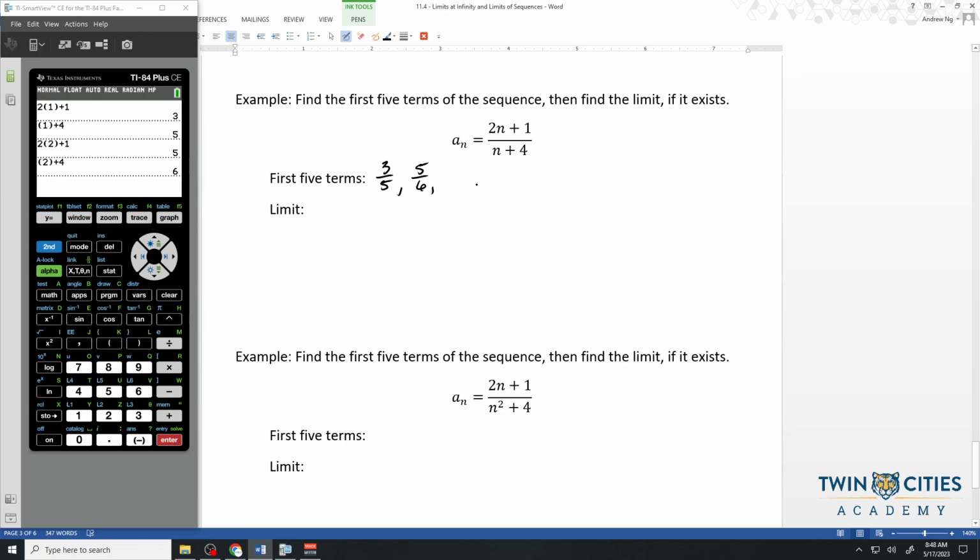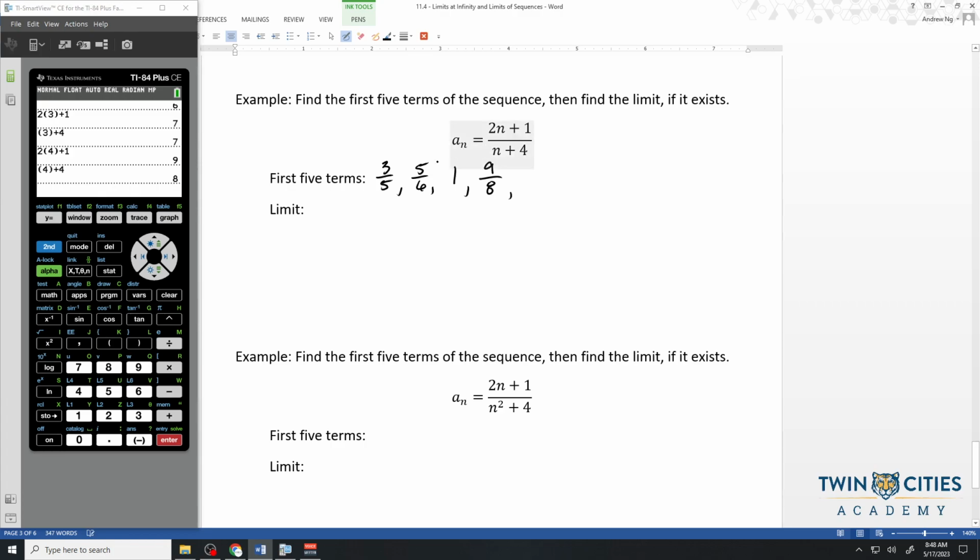My third term would be 2 times 3 plus 1, and then that's over 3 plus 4. So my third term would be 7 over 7, or just 1. My fourth term would be 2 times 4 plus 1. That would be 9 over 4 plus 4. So it would be 9 over 8.